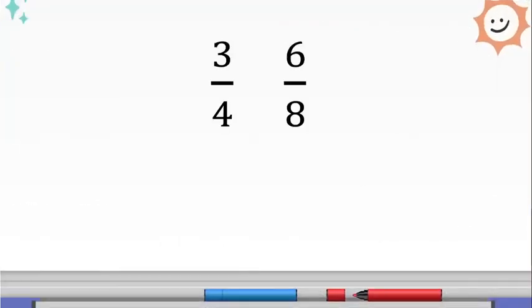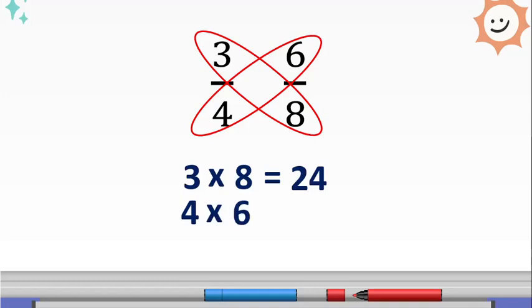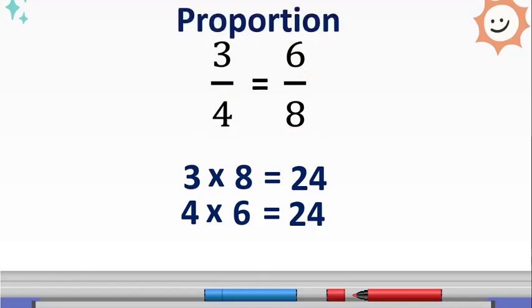3 to 4 and 6 to 8. Are these two ratios proportion? Let's find out. We multiply the extremes, 3 times 8, and multiply the means, 4 times 6. So 3 times 8 equals 24. 4 times 6 equals 24. Are they equal? Yes, the products are both 24. Therefore, 3 to 4 is equal to 6 to 8, or they are proportion.